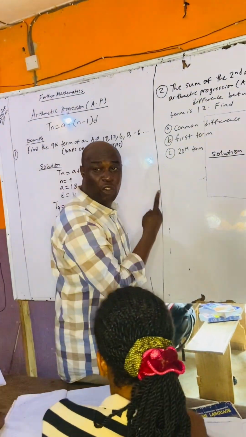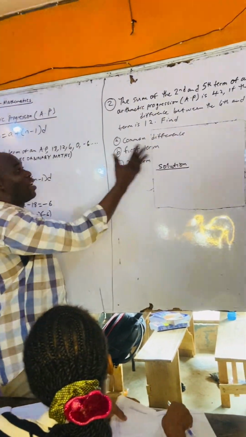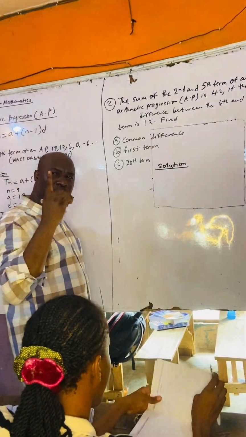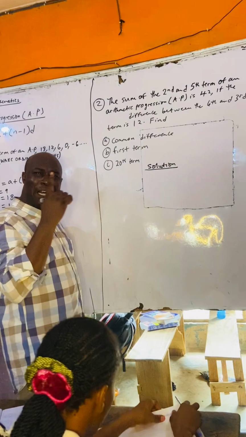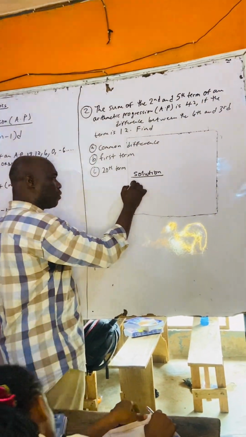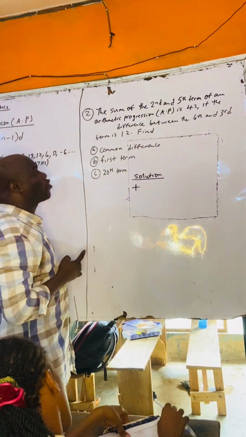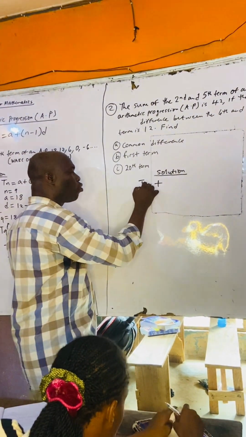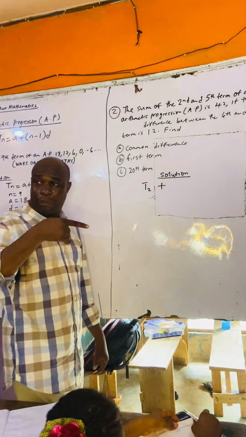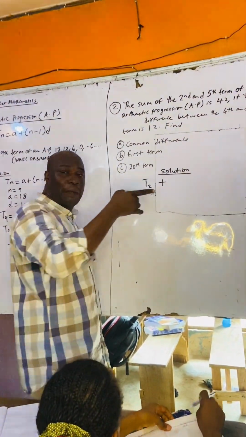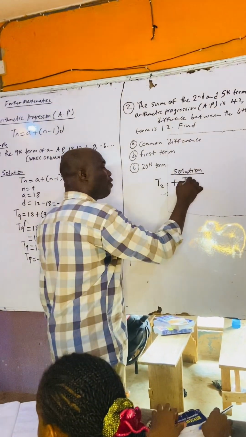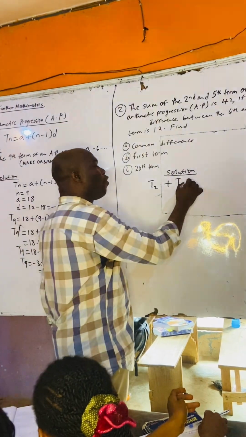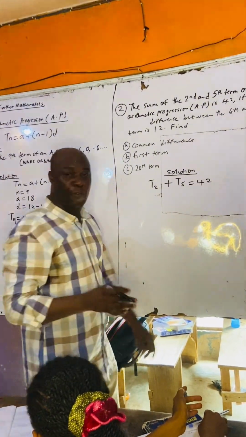So look at this now. It's not as simple as the first one we did. Now, the sum. In mathematics, you know that sum is this, isn't it? Yes, sir. The sum of second, that's T2. That second means second term. And fifth term, T5, of an arithmetic progression is equal to 42. This is the first expression.